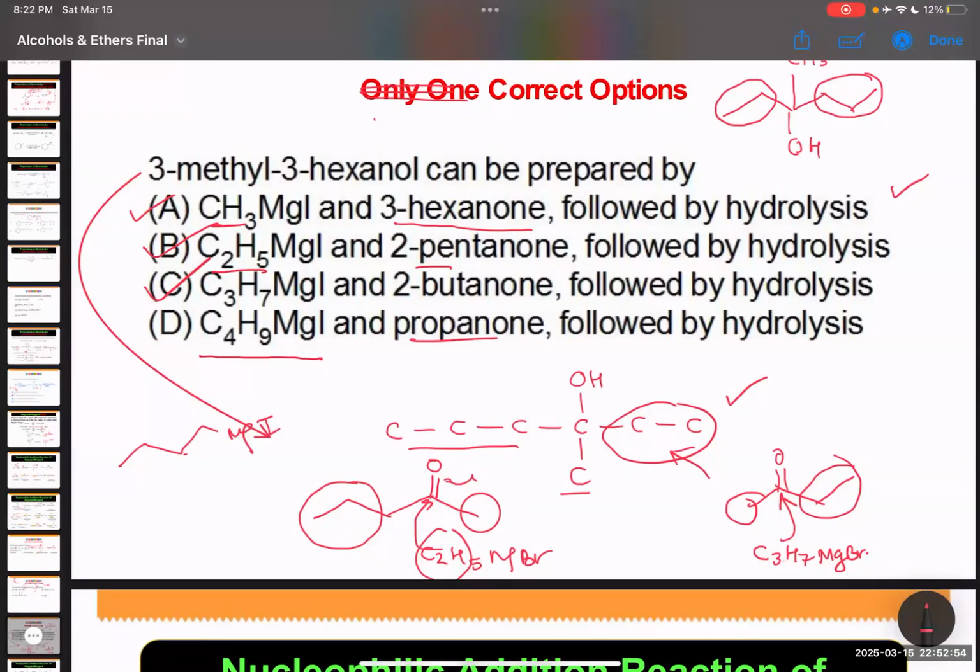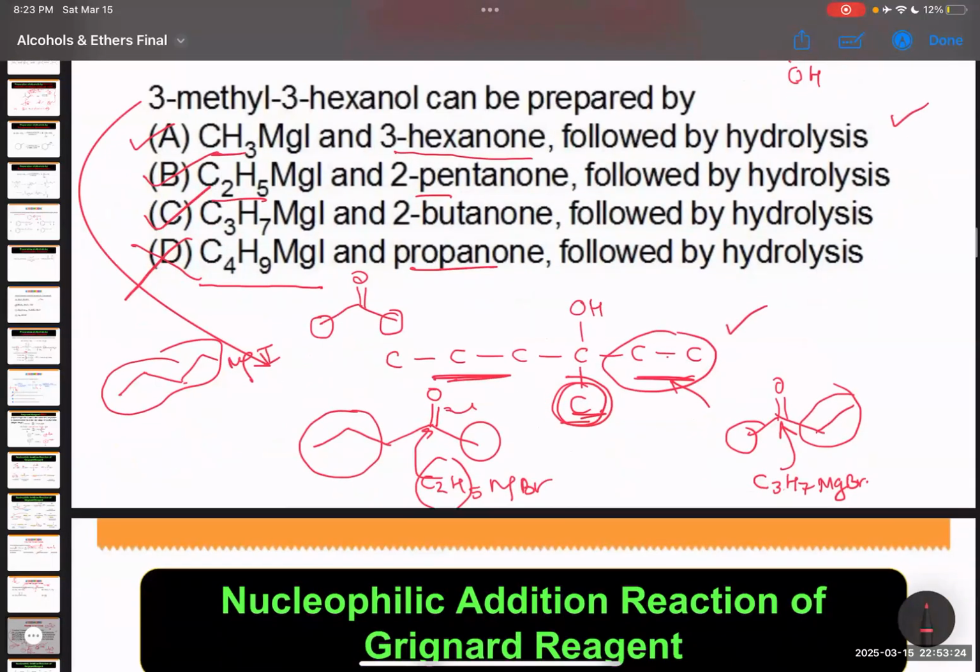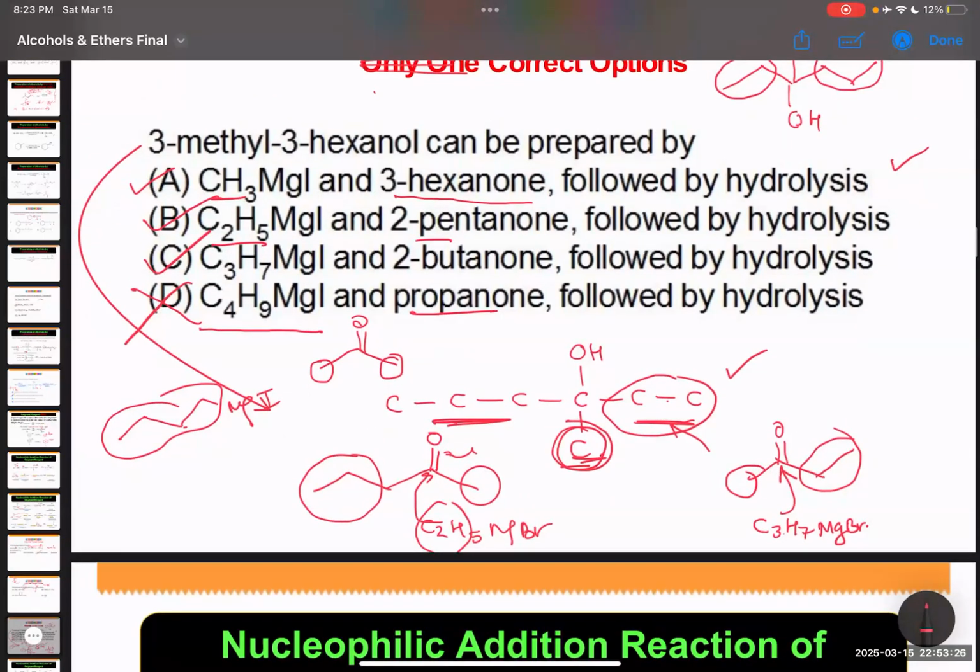And propanone. This is going to be the wrong option, because we have 2 alkyl groups which are 2 methyl, we do not have 2 methyl. We have just 1 methyl. And this is attaching the butyl group. We do not have any butyl group. This is propyl, ethyl, and methyl. So this is going to be the incorrect option. And the first 3 options will lead to the formation of 3-methyl hexan-3-ol.